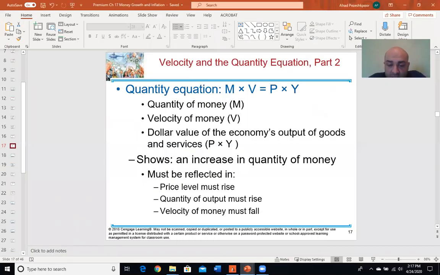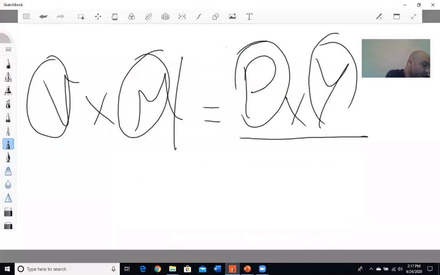This shows that an increase in quantity of money must be reflected in price level, which must increase, or quantity of output must increase, or velocity of money must fall. So when quantity of money goes up, as we said in the previous part, if M goes up and these are constant, these do not change, then this must go down.